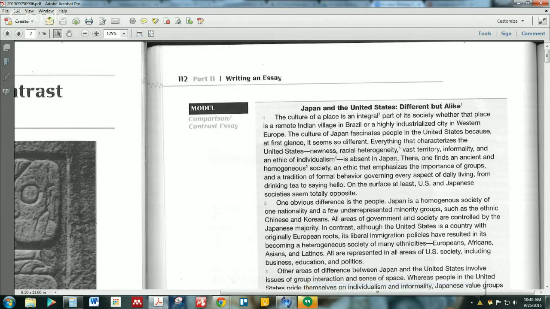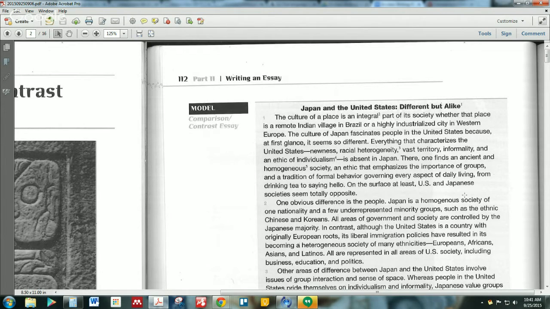There, one finds an ancient and homogeneous society. So homogeneous is opposite to heterogeneity. The beginning of hetero means differences, and the beginning here, homo, means the same. An ethic that emphasizes the importance of groups and a tradition of formal behavior governing every aspect of daily living, from drinking tea to saying hello. On the surface, at least, US and Japanese societies seem totally opposite.